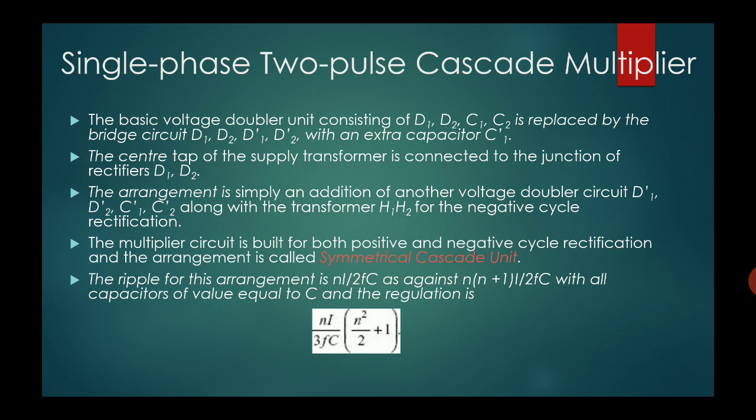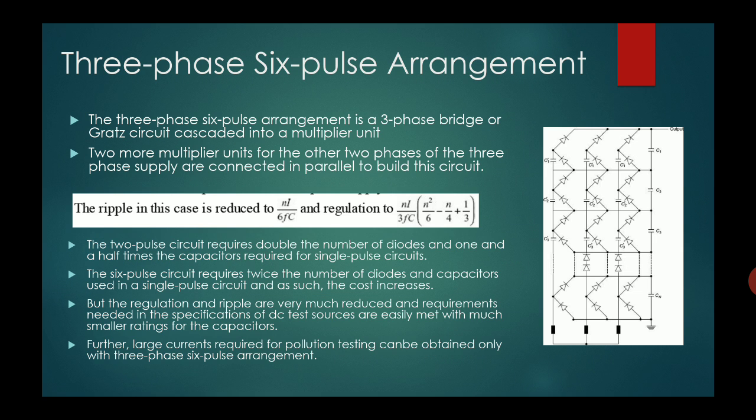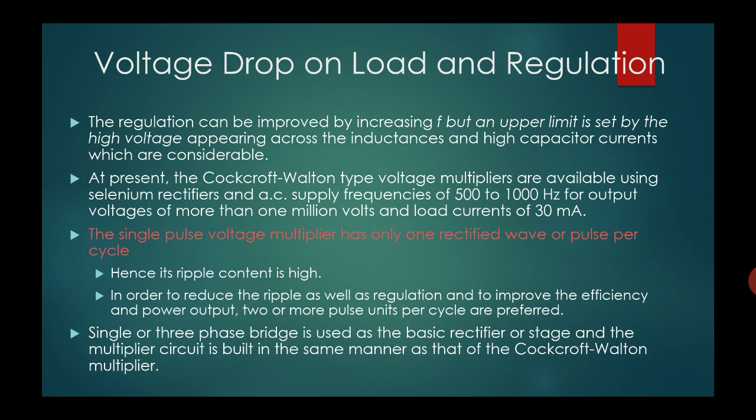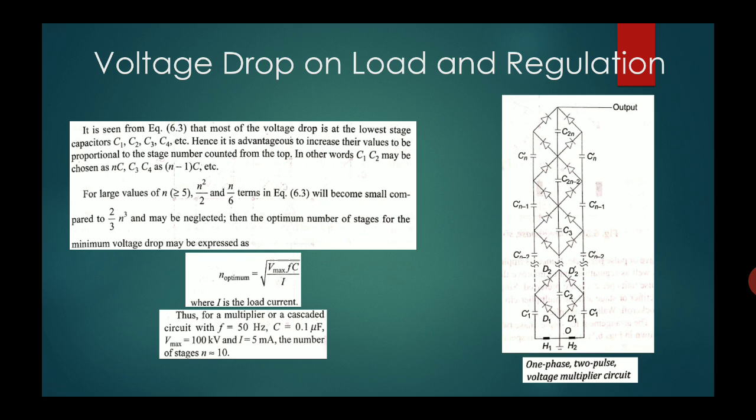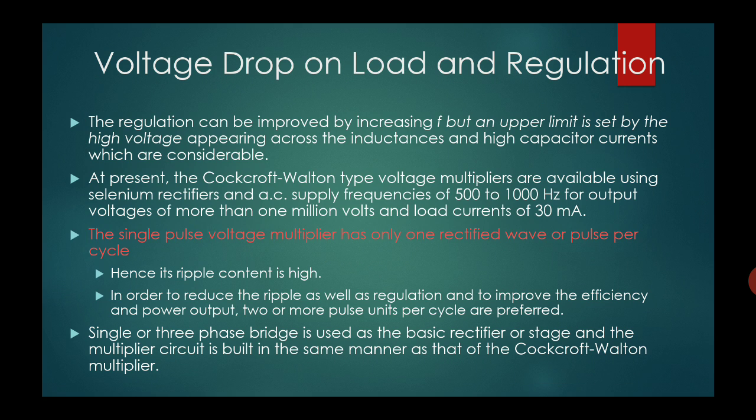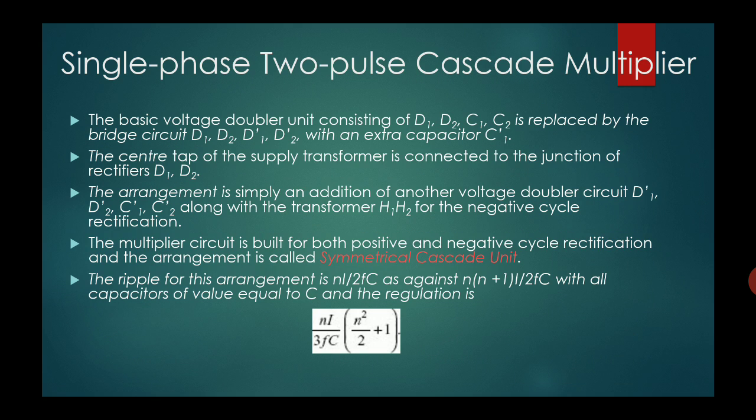So we have seen the symmetrical cascade unit. This is the one phase 2 pulse voltage multiplier. You follow this diagram. The multiplier circuit is built for both positive and negative cycle of rectification, and the arrangement is called a symmetrical cascade unit.